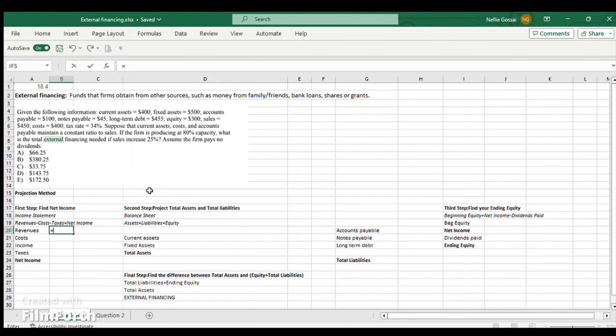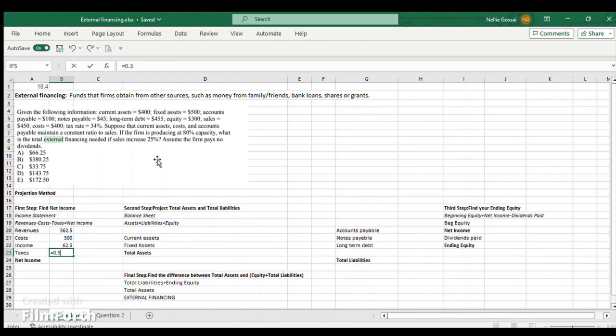To start off, we know that our revenues are increasing by 25%, and last year our revenues were $450. So we'll multiply it by 1.25 to show the increase. Our costs, as it mentions in the question, our current assets, costs, and accounts payable maintain a constant ratio to sales, which means that they increase by the same amount. So our costs, which were $400 last year, will also increase by 25%.